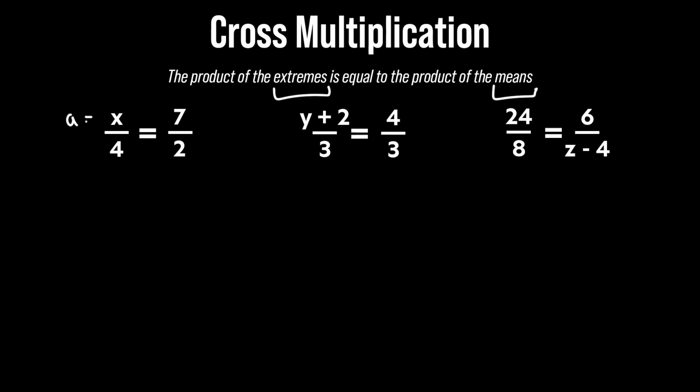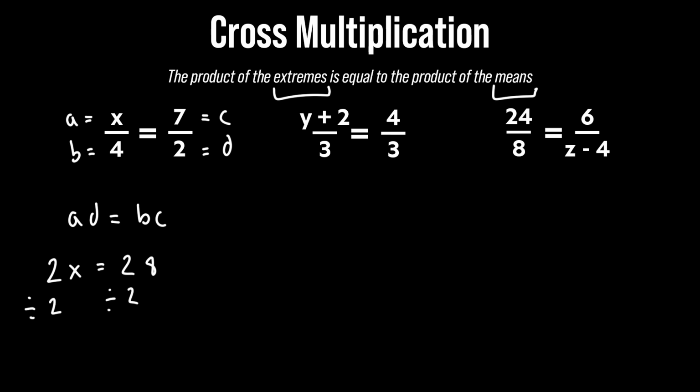Here we have A is equal to X, B is equal to 4, C is equal to 7, and D is equal to 2. If AD is equal to BC, then that would imply that X times 2, so 2X, is equal to 4 times 7, which is 28. If we divide both sides by 2, we get X is equal to 14.